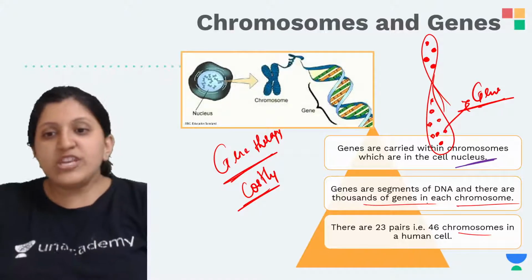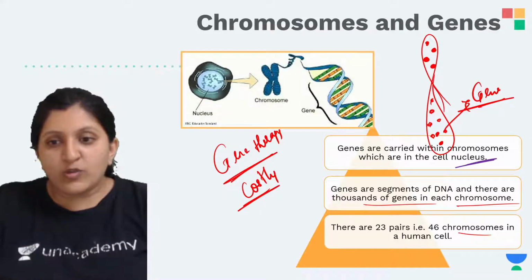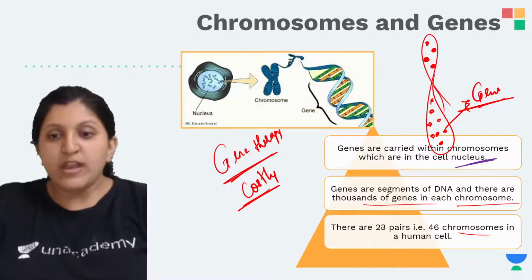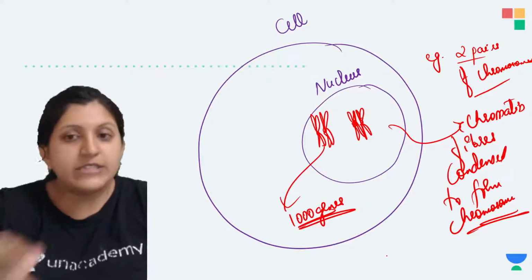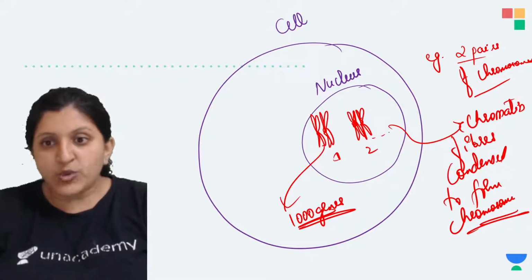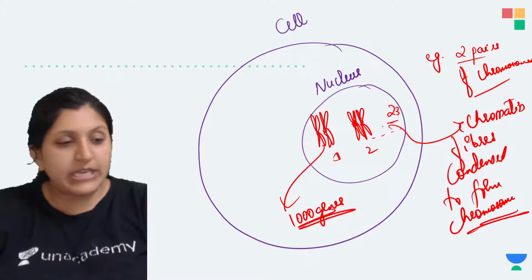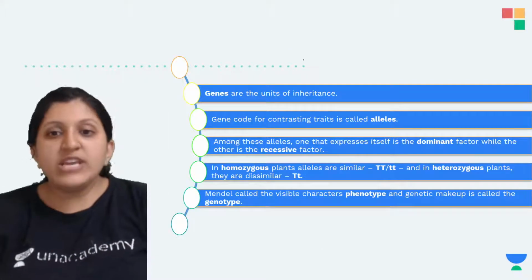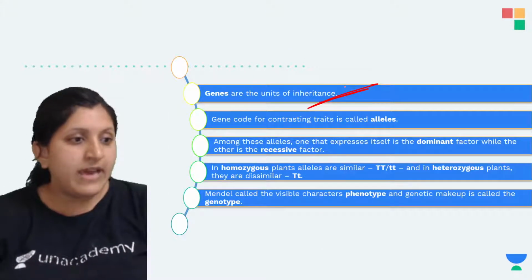Okay, so genes are segments of DNA, and there are thousands of genes in each chromosome. We have 23 pairs of chromosomes. Here I have shown only one pair, and this is the second pair. So as such, you can find 23 pairs of chromosomes. Now, genes are the units of inheritance.